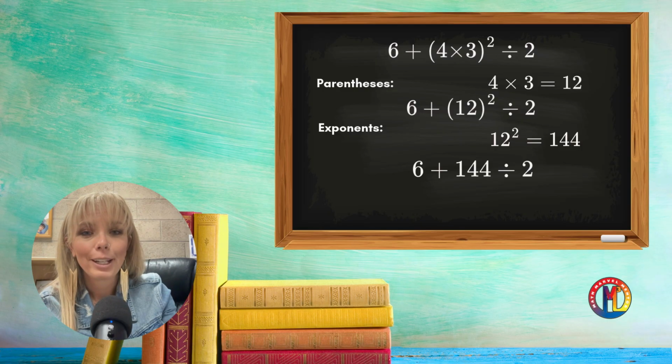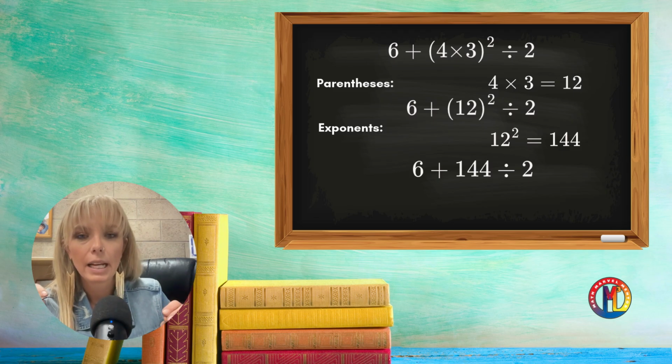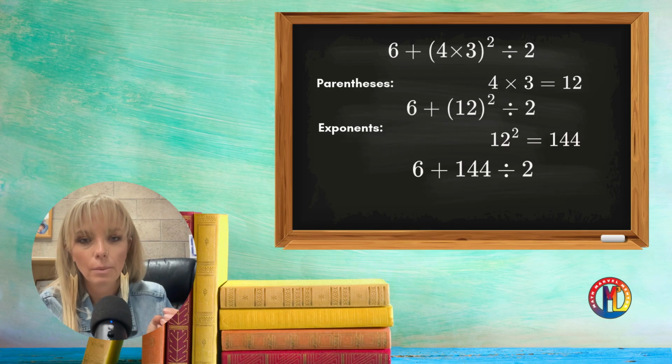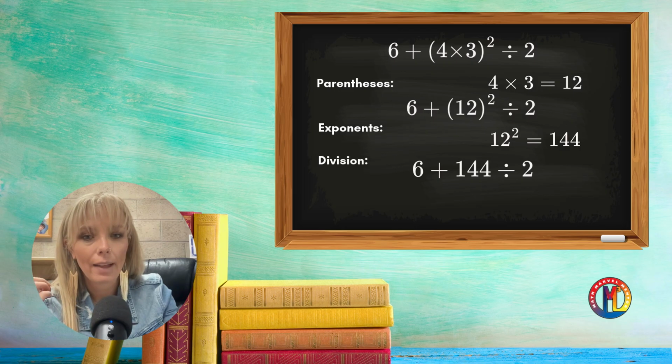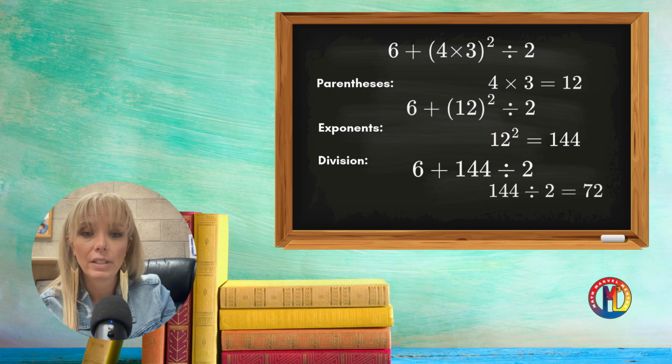And now we go to the next part of our acronym. So Please Expect Mistakes, Determination. There's no multiplication left anymore, so we go to division. So I'm going to divide before I add that 6. 144 divided by 2 equals 72.